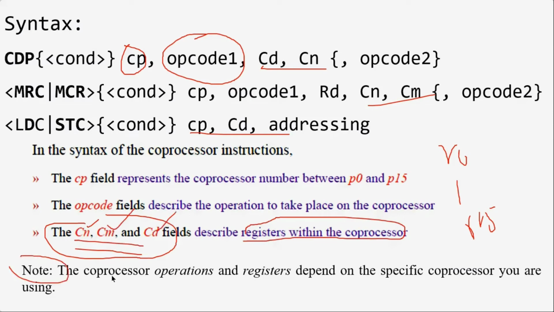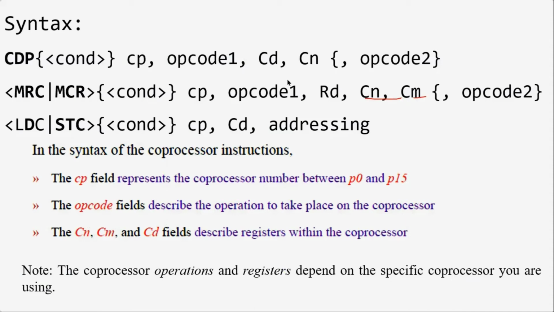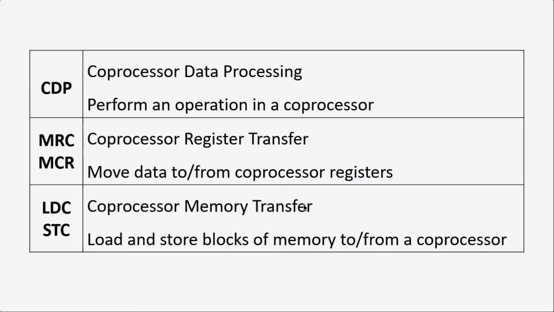You must note down that the coprocessor operation, the opcode, and the registers CD, CN and CM purely depend on what type of coprocessor we are referring to, because different coprocessors have different names for their registers and execute different opcode instructions. The different coprocessors are very specific, and the instructions each executes differ from each other. So whatever we have written as CD, CN or opcode completely depends on which coprocessor we are making use of.